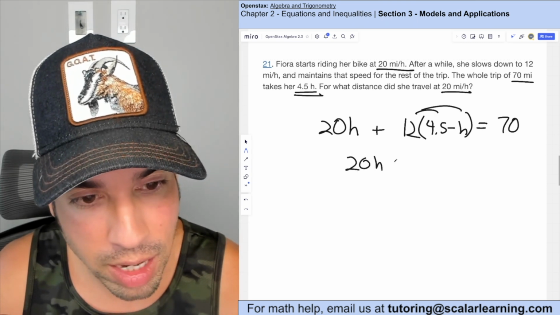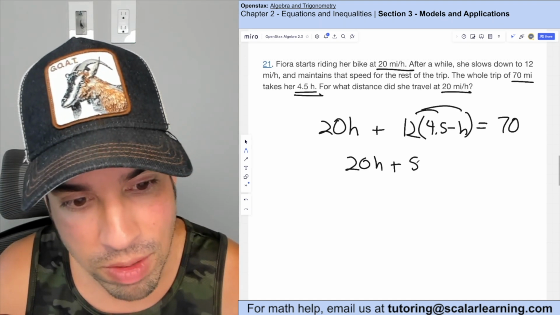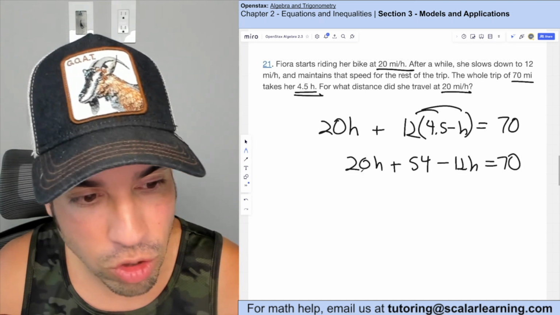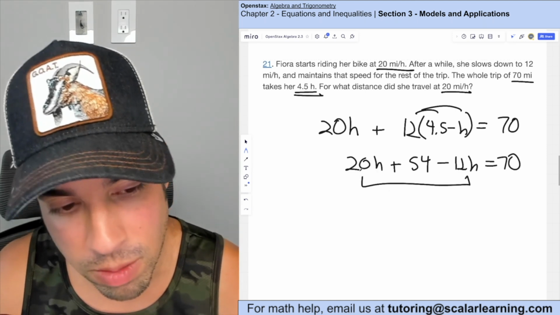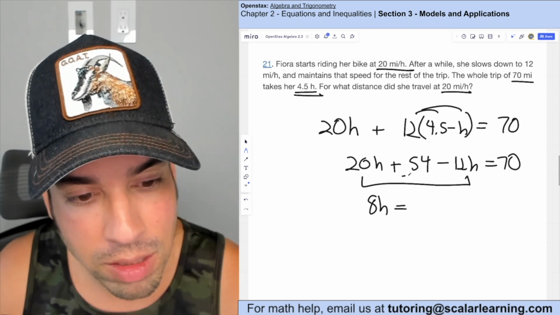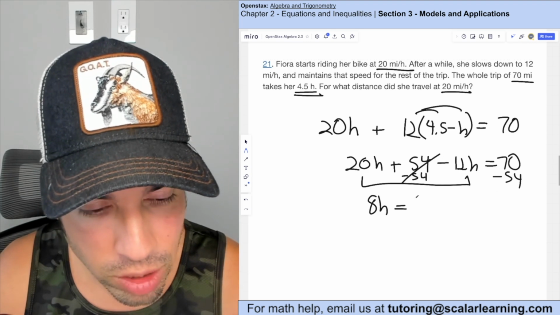I got 20H plus 4 times 12 is 48, plus half of 12 is 6. That's 54 minus 12H. Now I'm going to combine like terms, so 20H minus 12H is 8H. And I'm going to simultaneously subtract 54 from both sides like this. And I got 8H equals 16.